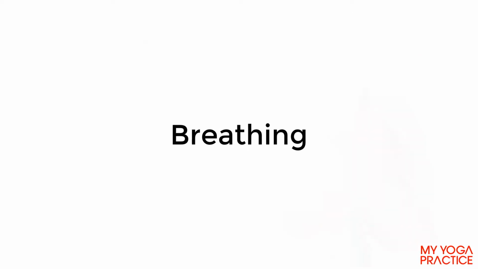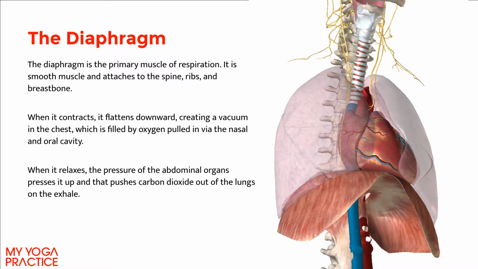Let's look a little bit at breathing now. Very simple explanation of a normal breath. We look at the diaphragm, which is the primary muscle of breathing. It is a smooth muscle and it attaches to the spine, the ribs, and the breastbone. When it contracts, it flattens downward, creating a vacuum in the chest, which is filled by oxygen pulled in via the nose and the mouth.